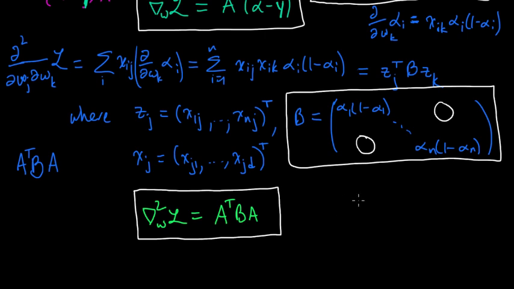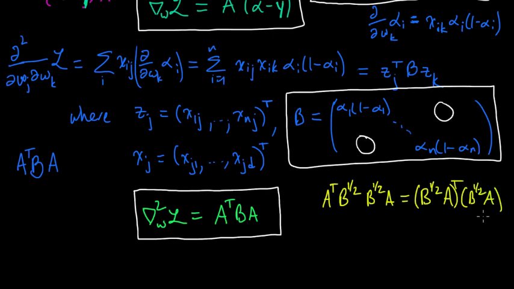So let's do that in a color. There we go. We can take the square root of this B matrix, and that's a real symmetric square root. And this thing then becomes the square root of B A, transpose, times the square root of B A.